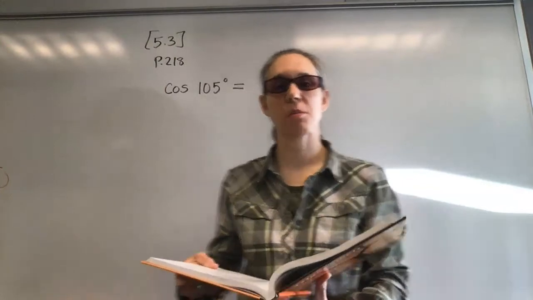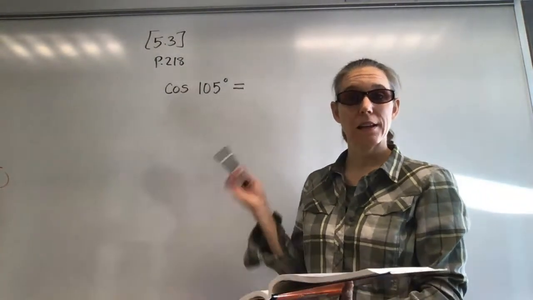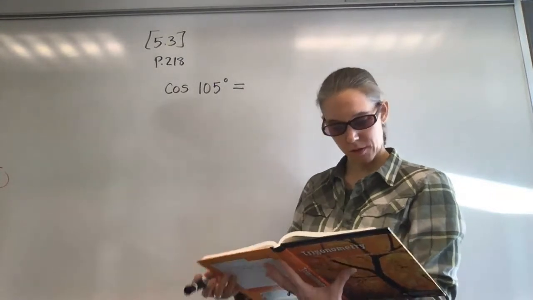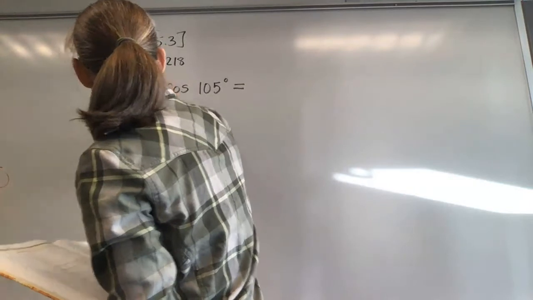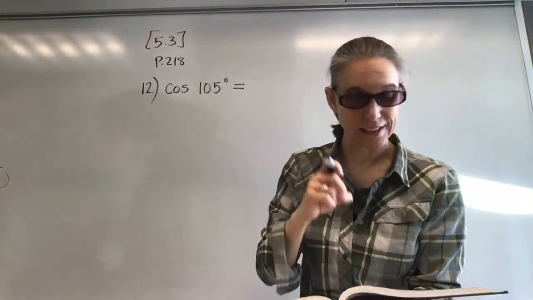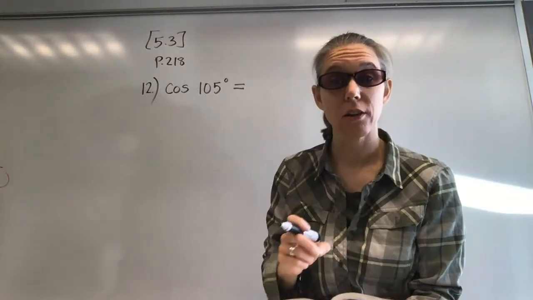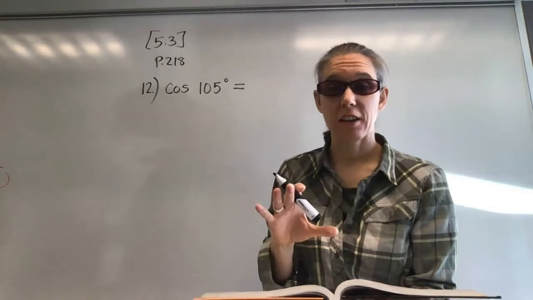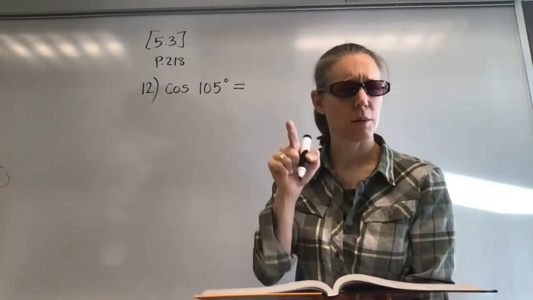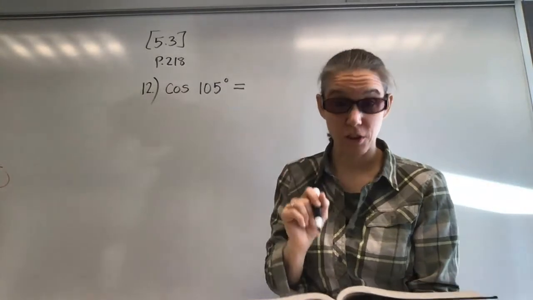Okay, so the first problem we're going to be working through is from 5.3, page 218. I didn't tell you the problem number. This is number 12. Now, the directions for number 12 say, find the exact value of each expression. Do not use a calculator, aka, or in other words, i.e., there we go. In other words, use the unit circle.